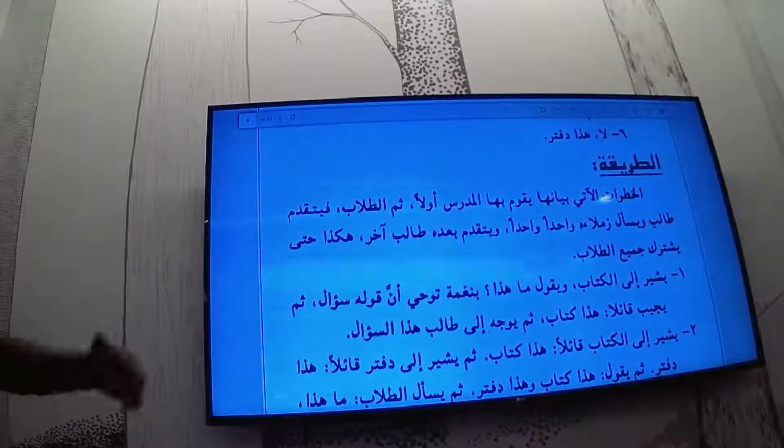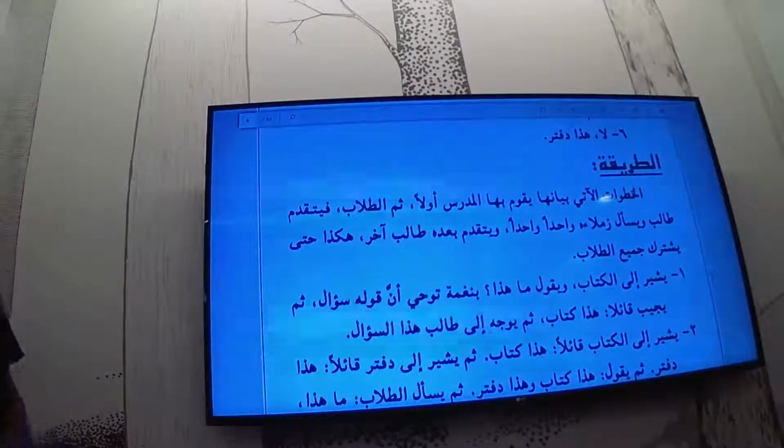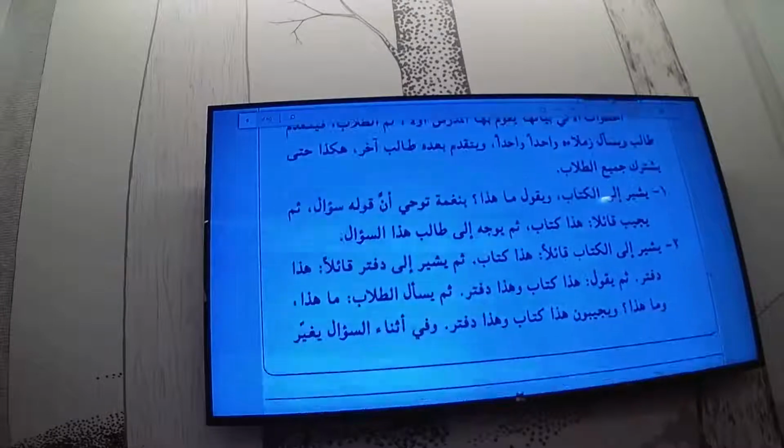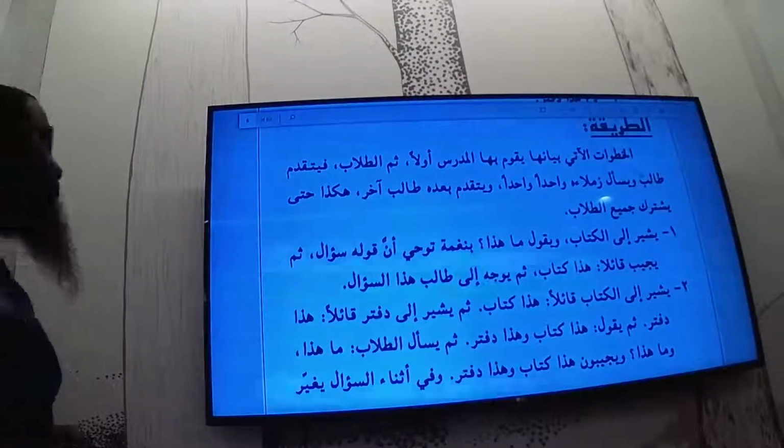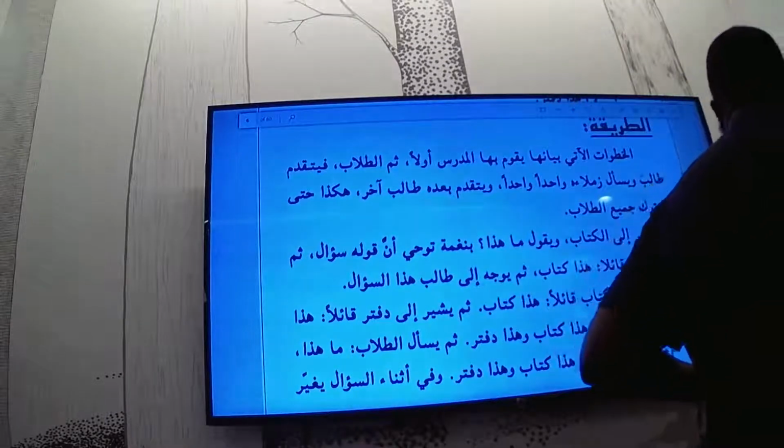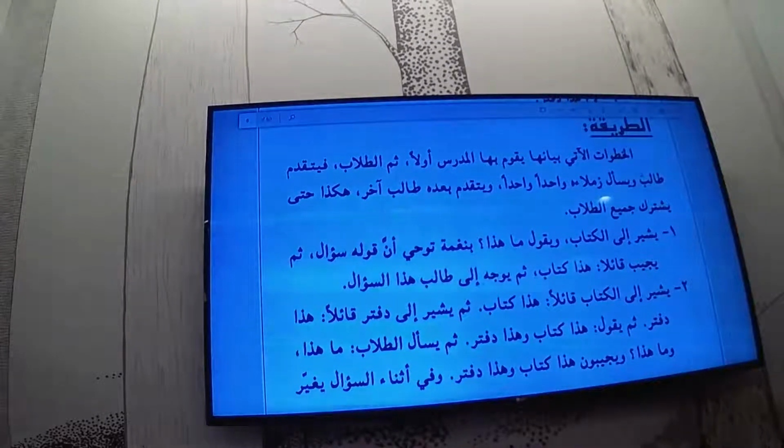Here it explains how it should be done. If you notice here, it says that we should ask each one of you. We should present a student, and then ask the student these particular questions. And then the student should ask his neighbor, each one by each one, these particular questions, until everybody is busy asking these questions and answers. Is everybody clear? All right, good.